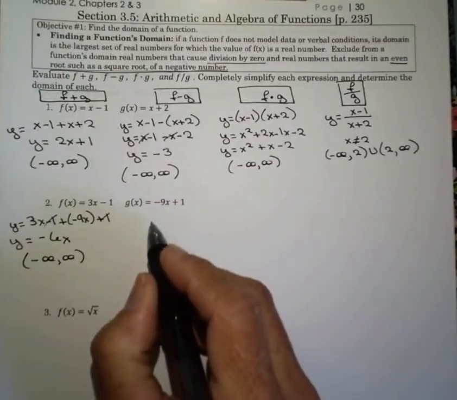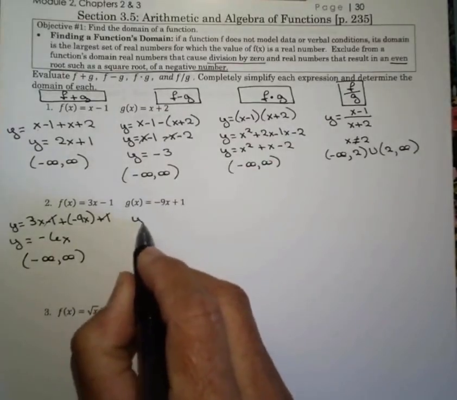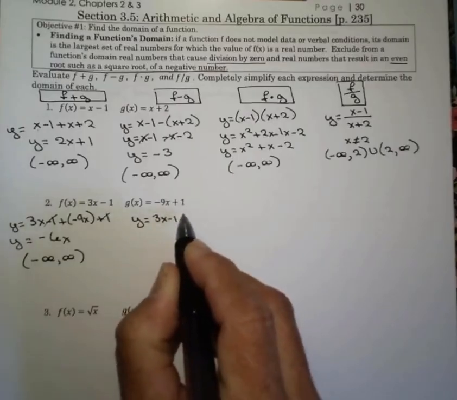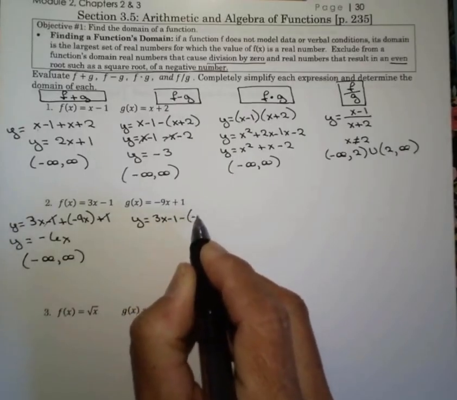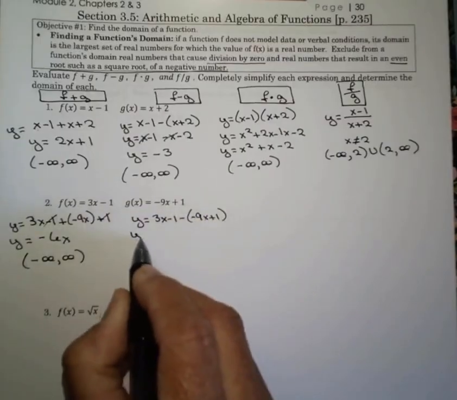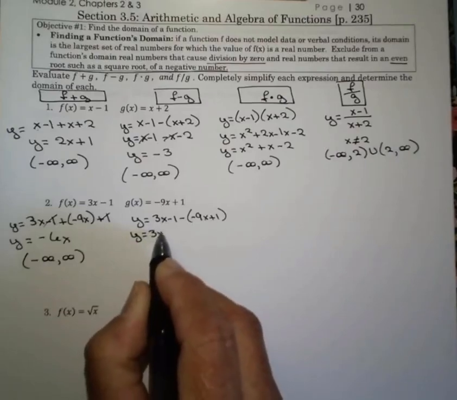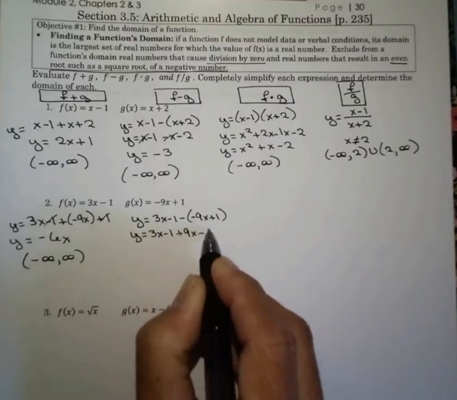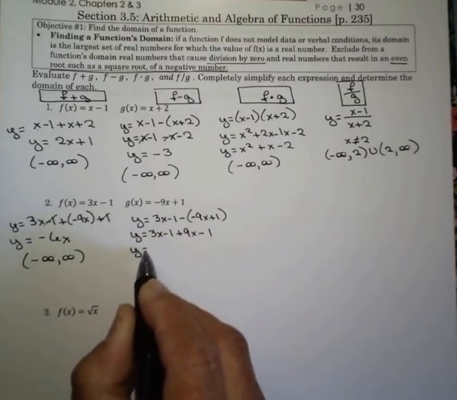Let's look at f minus g this time. So this time y would equal 3x minus 1, and then I'd better include this next one in parentheses because I've got to subtract both of those terms. I'll distribute my negative now. And then I need to combine like terms.